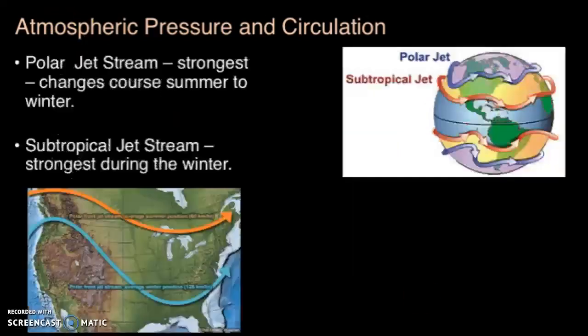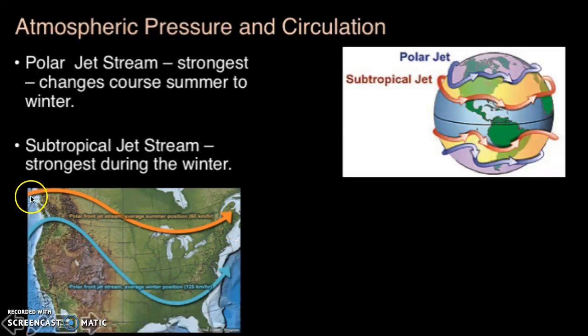Okay? So there are two main jet streams, two in the south and two in the north. The polar jet stream is going to be the northern and southernmost part of the jet streams, and then the subtropical jet stream, which is going to be closer to the tropics, either in the north or in the south. Okay, that makes sense. So the polar jet stream is going to be the strongest of the two, and it changes courses from summer to winter, as we're seeing here in this diagram on the bottom left.